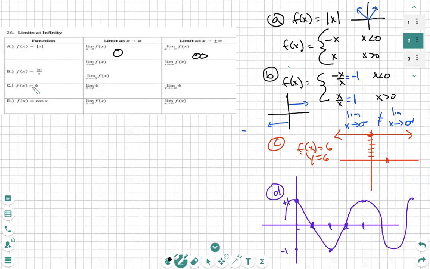For b, we have to break it down again to the -1 and the +1. They both simplify to -1 and +1. So for when x is less than 0, we have -1. When x is greater than 0, we have +1. I graphed it right here.